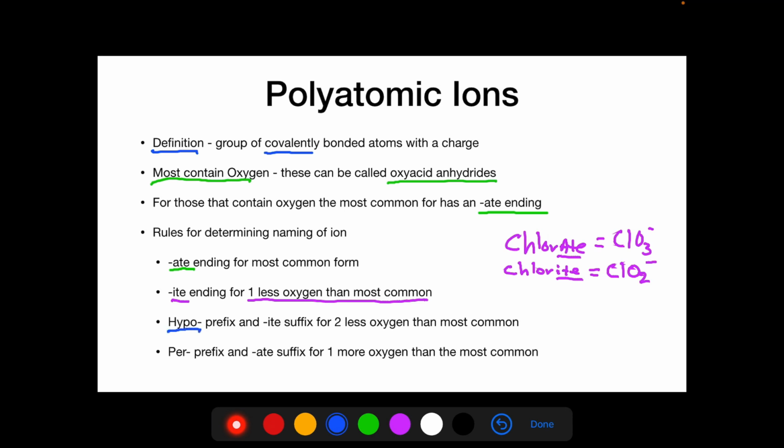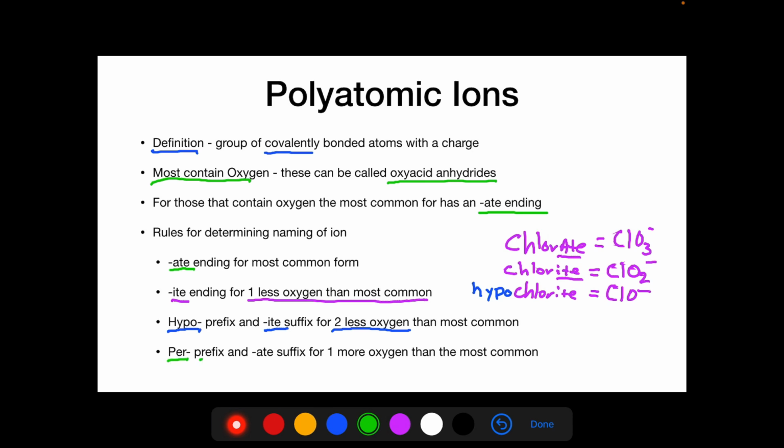If we have a prefix of hypo and an ITE ending, that means that we have 2 less oxygens. So if we look at hypochlorite, it has 2 less oxygens than chlorate. So 3 minus 2 would be 1. So ClO minus would be hypochlorite.